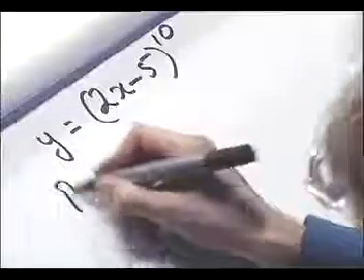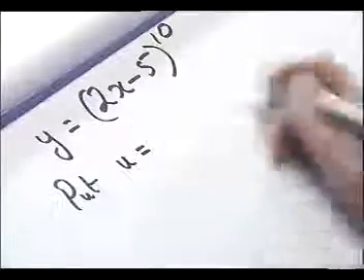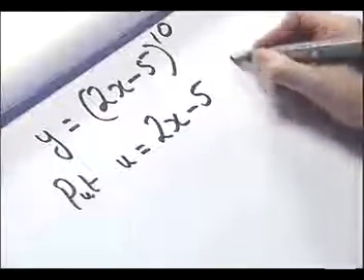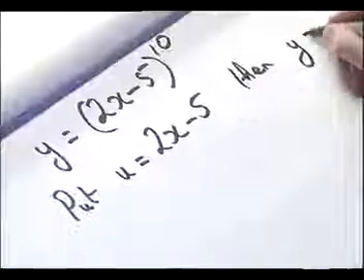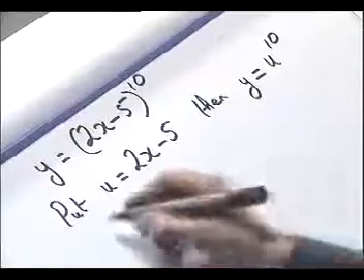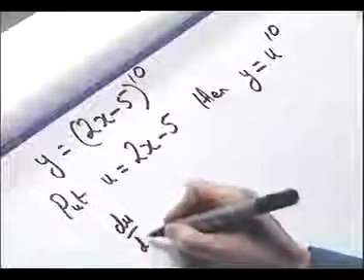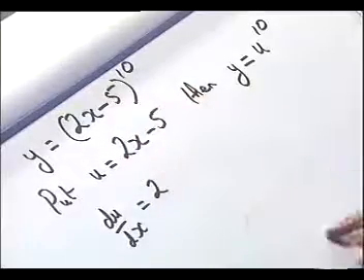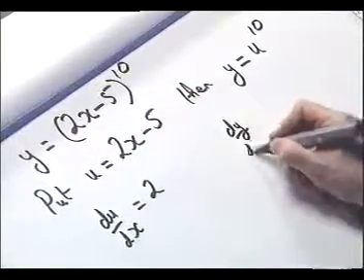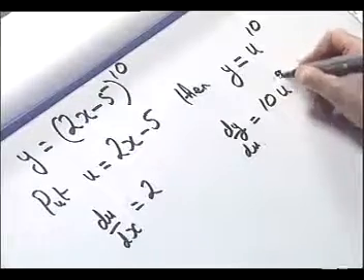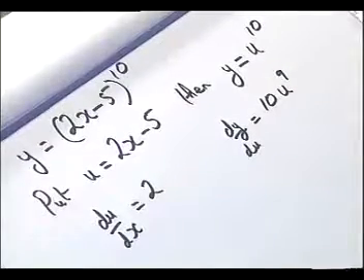So let's use function of a function. Here we will put u equals this bit inside the bracket, 2x minus 5, and then y is equal to u to the power 10. I can now do the differentiation of the little bits. du by dx is just 2, the derivative of 2x giving us 2, and dy by du is 10. We multiply by the index, u to the power 9. We take 1 away from the index.